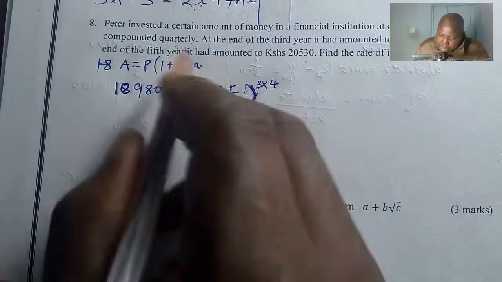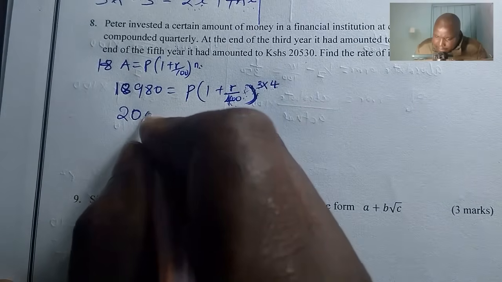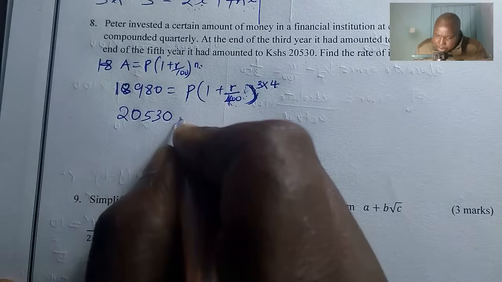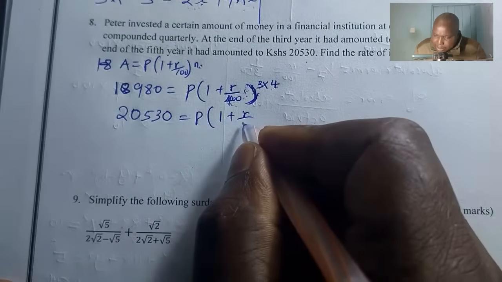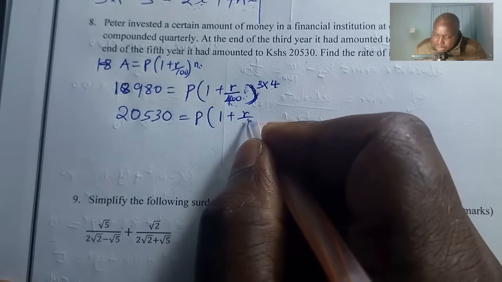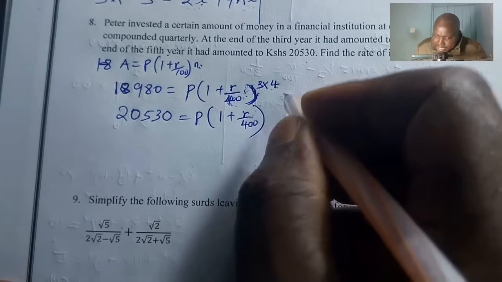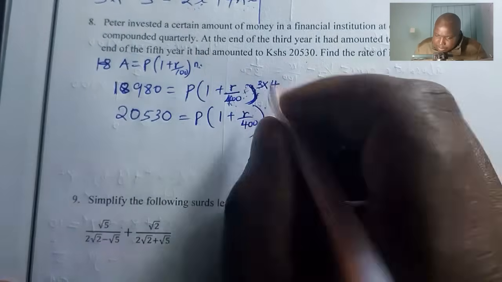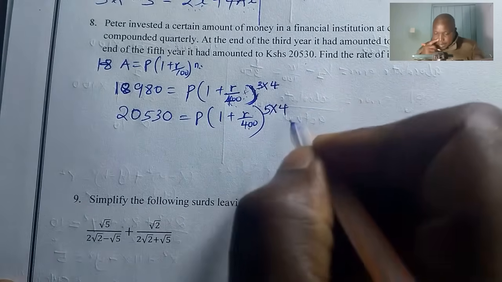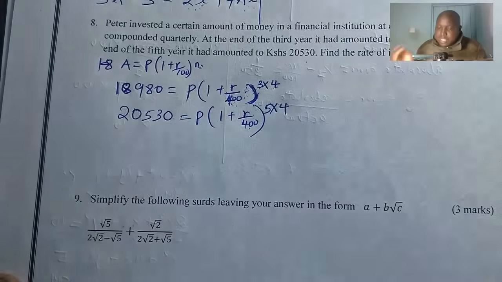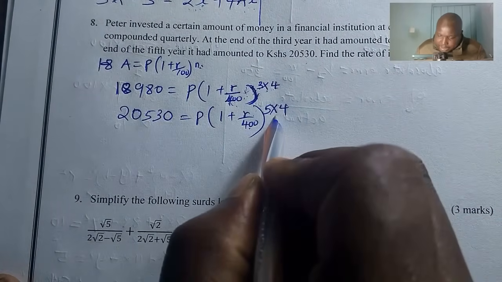The second amount is 20,530, which is equal to principal into 1 plus r over 100, but it is compounded quarterly, so 1 over 4 times 100 is going to be 400. Then our n at the end of the 5th year is 5 times 4. So now we will have this expression. This one is going to be 12 and this one is going to be 20.